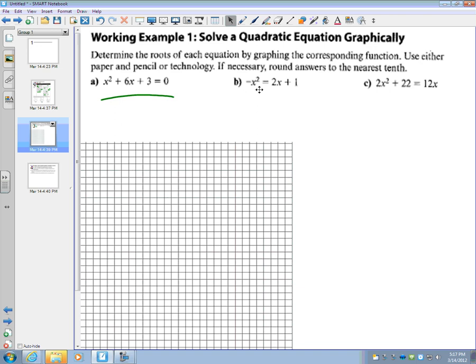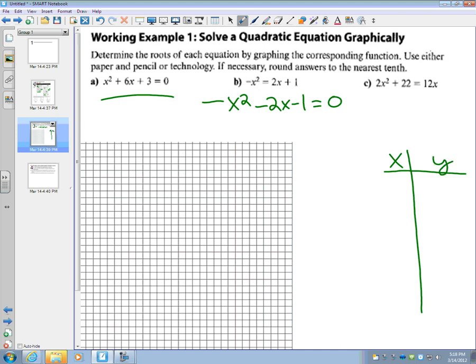Okay, I'm going to show you how to do it with pencil and paper in case you want to do it that way. So first of all, we have to make it look like this first one. We have to bring everything over to that side. So we get, let's see if my pencil works, negative x squared minus 2x minus 1 is equal to 0. What I'm going to do is set up a table of values to do my graphing. When I put in an x, what gets spit out? I'm going to start with negative 4. And let's start our beautiful graph right here.